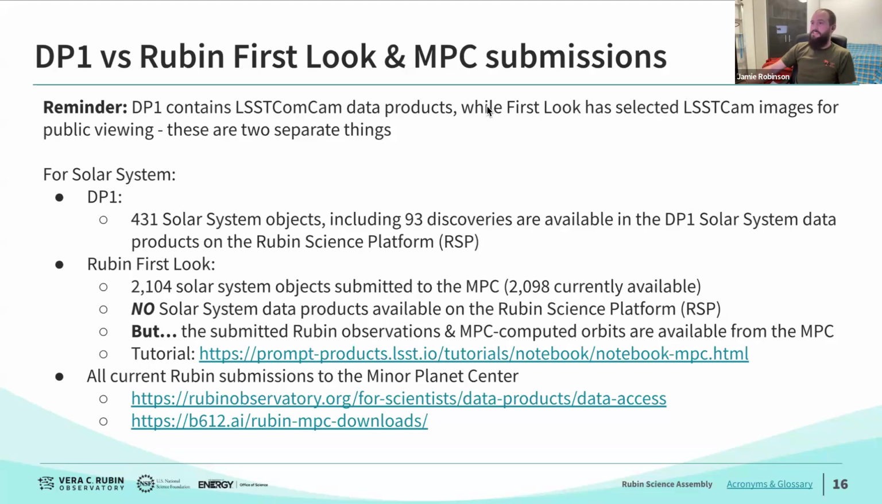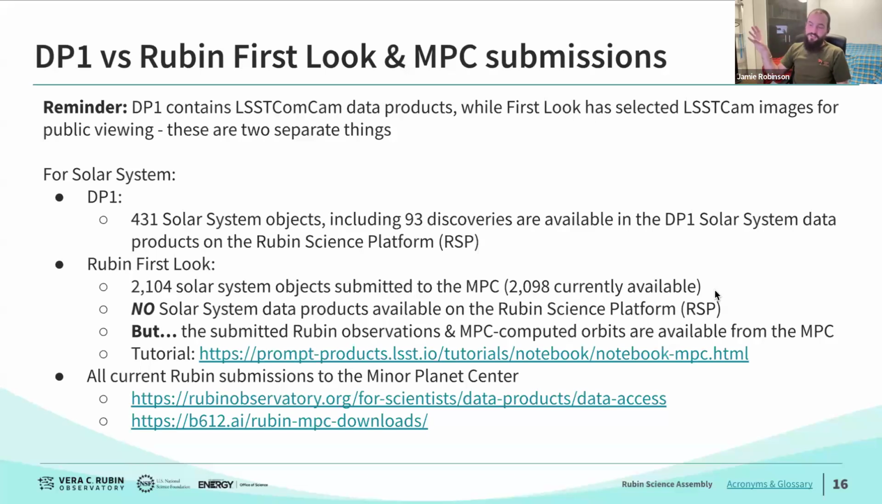Confusingly, Rubin First Look was released publicly first, but it contains data that was more recent than DP1, even though DP1 was released after. The cool thing about the First Look asteroid detections is that, as part of testing out the solar system pipelines, those detections in the Rubin First Look images were able to be submitted directly to the Minor Planet Center. And because Minor Planet Center data is publicly available, we do have access to these catalogs of asteroids that were detected in the First Look images.